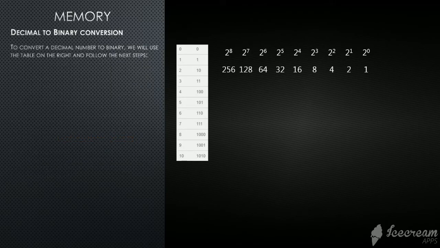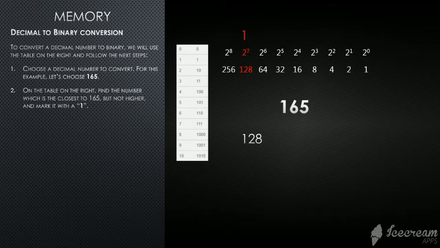Now let's start with a simple one as a proof of concept. To convert a decimal number to binary, we will use the table on the right and follow the next steps. First step, choose a decimal number to convert. For this example, we'll use the number 165. In the second step, on the table on the right, find the number which is the closest to 165, but not higher, and mark it with a 1.